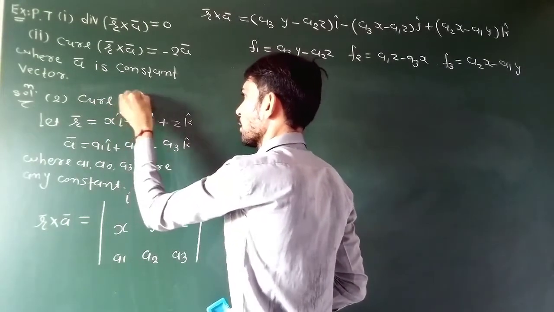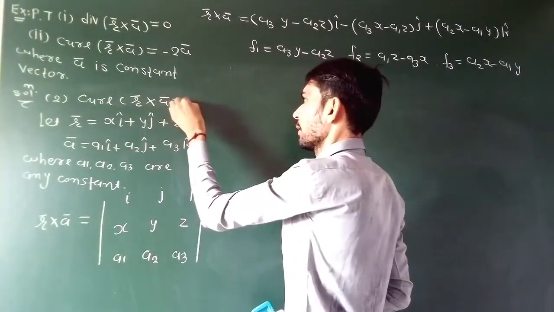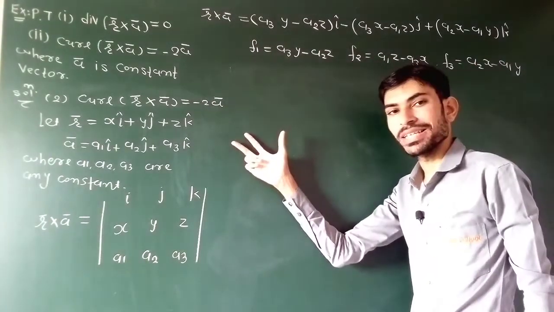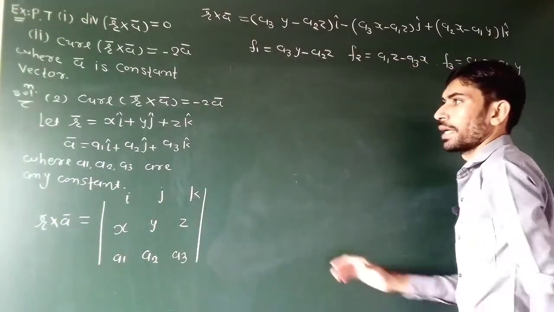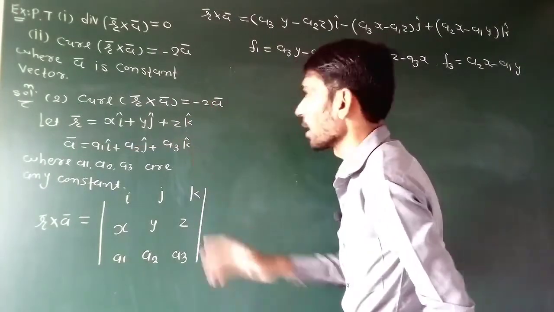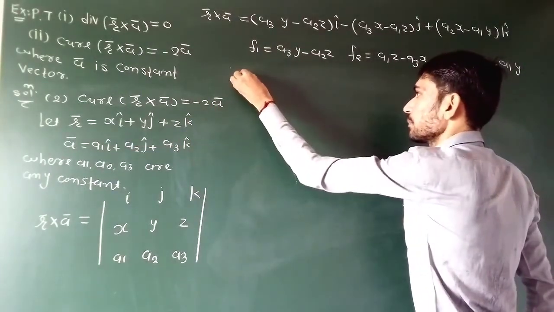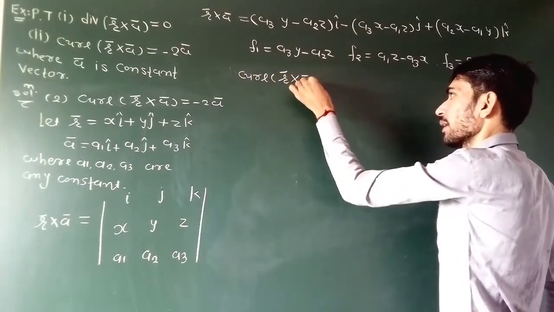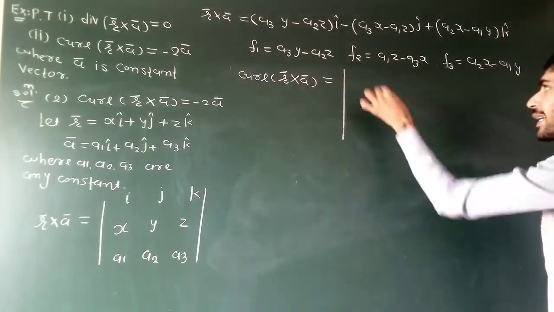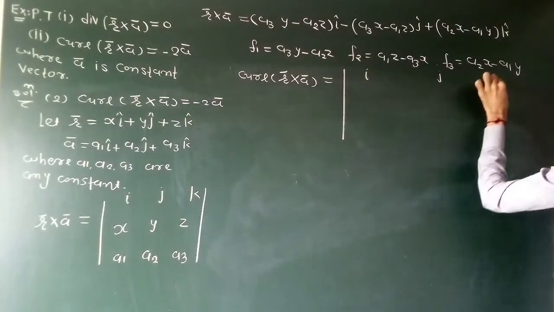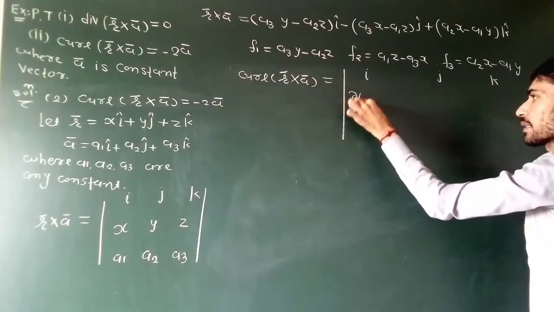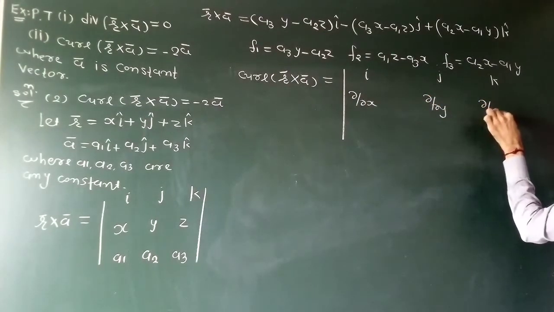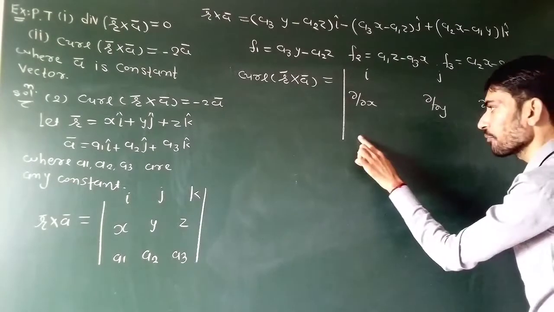Curl of r bar cross a bar is equal to minus 2a bar. Friends, what we defined earlier remains the same. Now we find the curl of r bar cross a bar. So here we apply our formula. Curl of r bar cross a bar is equal to, our formula is the determinant with i, j, k, del upon del x, del upon del y, del upon del z.